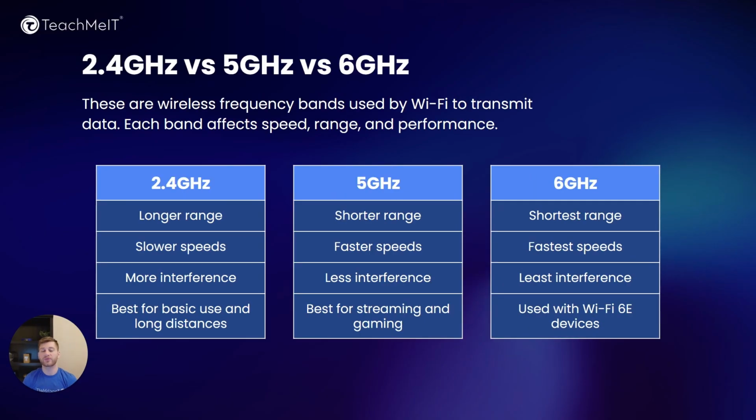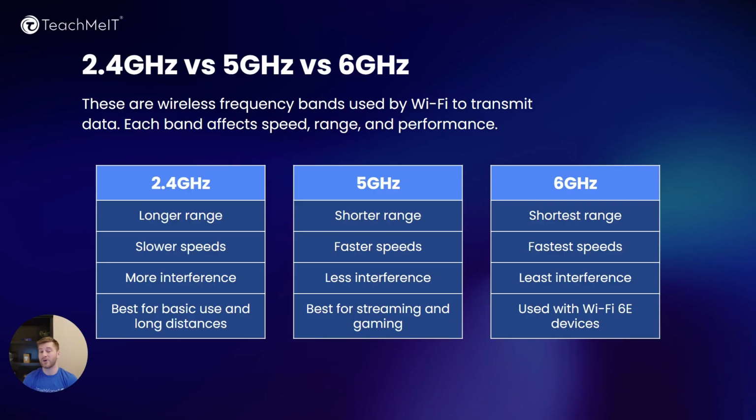For wireless frequency bands, we have 2.4 gigahertz, 5 gigahertz, and 6 gigahertz. These are each bands, and they affect speed, range, and general device performance. 2.4 gigahertz connections have a good long range, but they're slower, and they're also more susceptible to interference. They're best for basic use and for long distances.